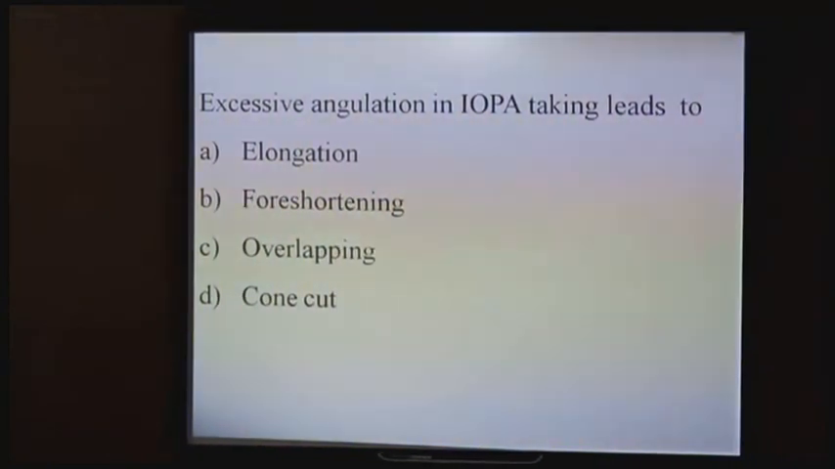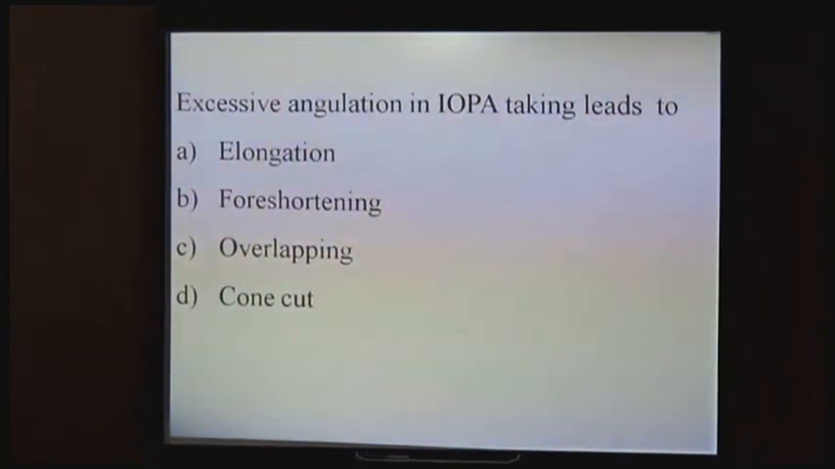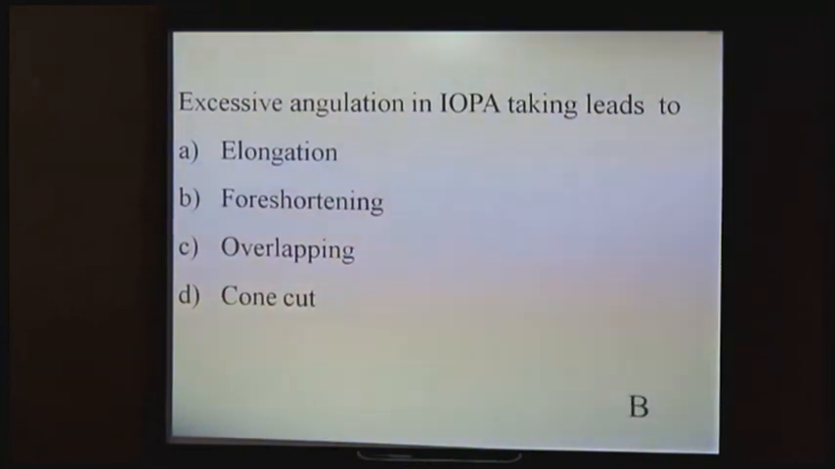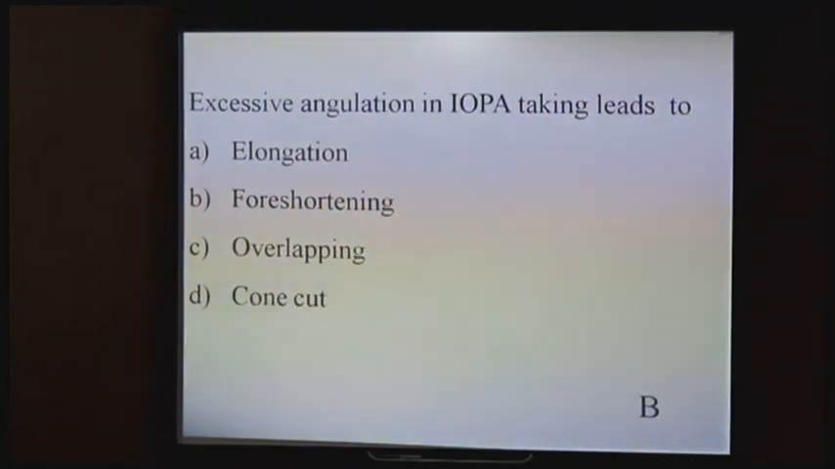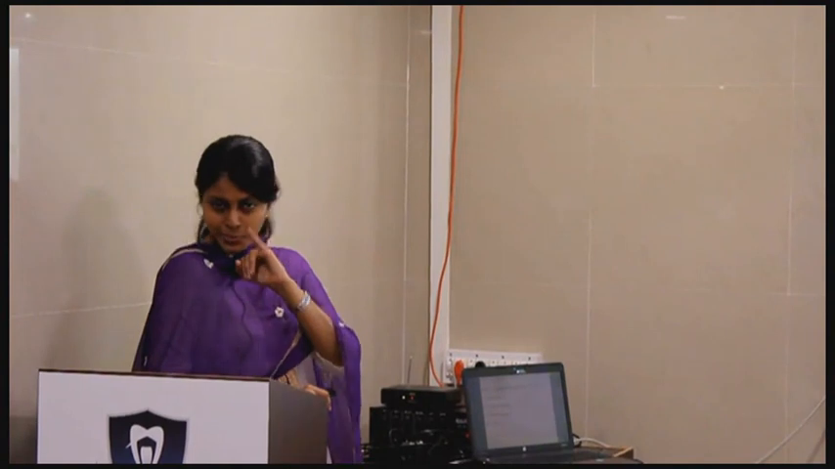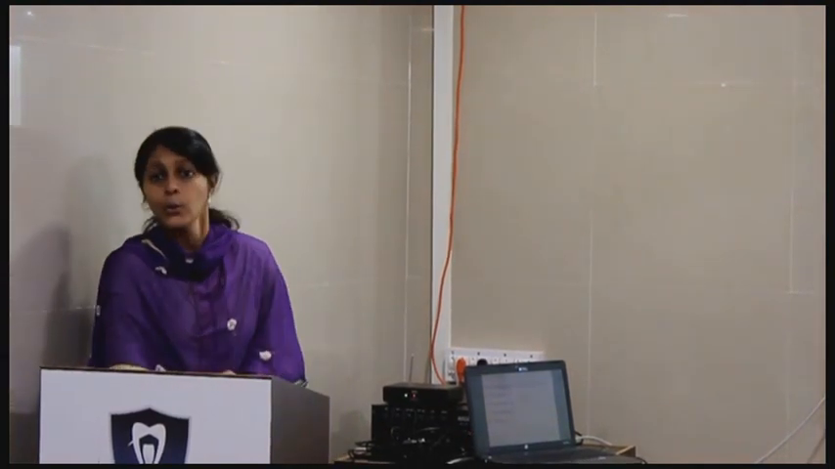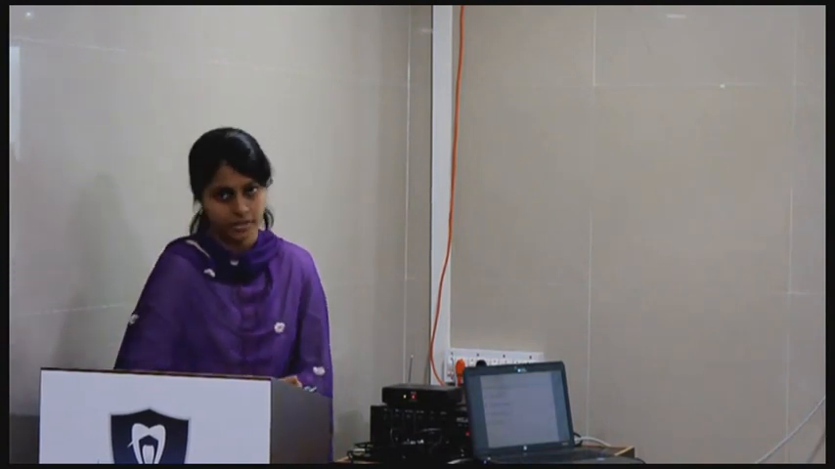Excessive angulation in IOPA leads to foreshortening. Okay. When does elongation happen? Reduced angulation. Overlapping? Improper horizontal angulation. Cone cut? One cause is positioning. That is improper orientation of your PID and the film. Second, one more reason. When you are dipping the IOPA film inside your master tank, but it is going only half, which means only half will be developed and the remaining half will be fresh. So that is also a cause of cone cut.